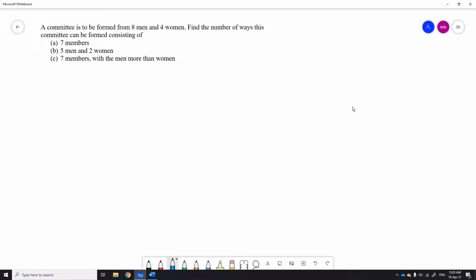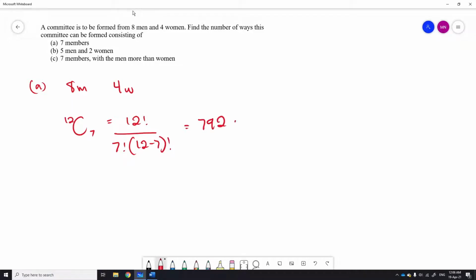Okay, the next example: a committee is to be formed from 8 men and 4 women. Find the number of ways this committee can be formed consisting of 7 members. So we have a total of 12 items, 8 from men and another 4 from women, and in total we have 12 items selected for combination into 7 slots. So that will be 12 factorial over 7 factorial times 12 minus 7 factorial. So we have 792 ways.